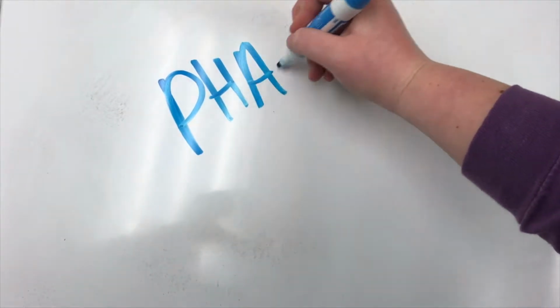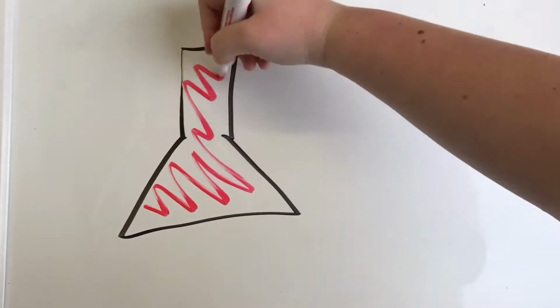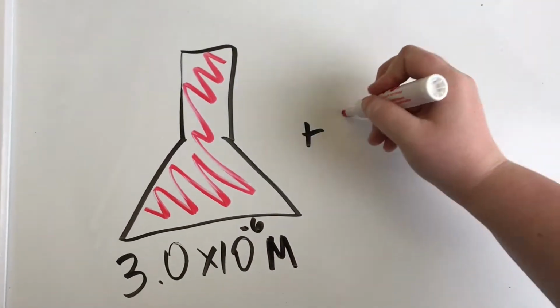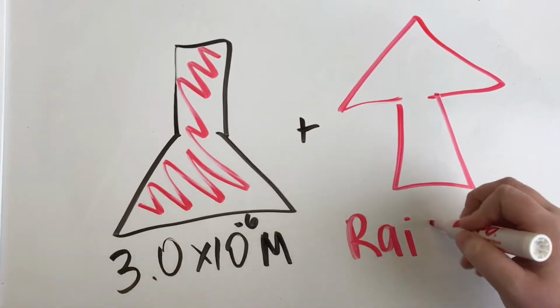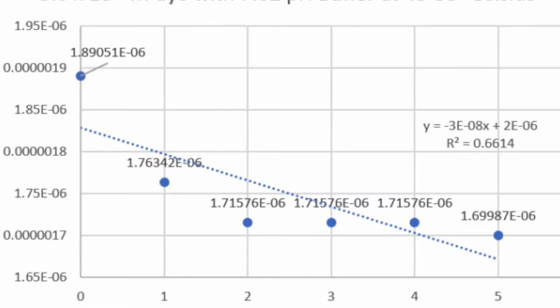We moved on to phase 2 to see if we could get our dye to fade. This time we added our 3.0 times 10 to the negative 6 molar red dye to the same 7.02 pH buffer, but raised the temperature to be between 45 and 55 degrees Celsius during our 5 minutes. This time we noticed some fading of the dye.